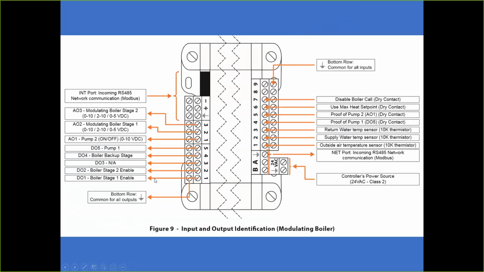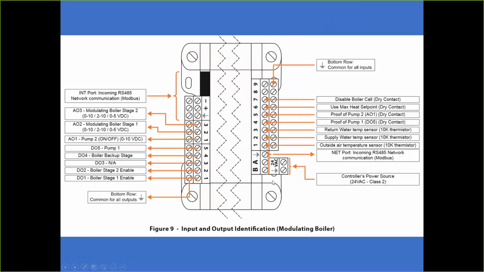inputs, here is our I/O sheet. This would come packaged in the box with the controller. This has also been updated. I actually just grabbed this out of our Dropbox last night. And you'll see over here where I've got modulating boiler stage 1, modulating boiler stage 2. Okay, this is specifically the I/O identification for if you're choosing the modulating boiler setup in there.